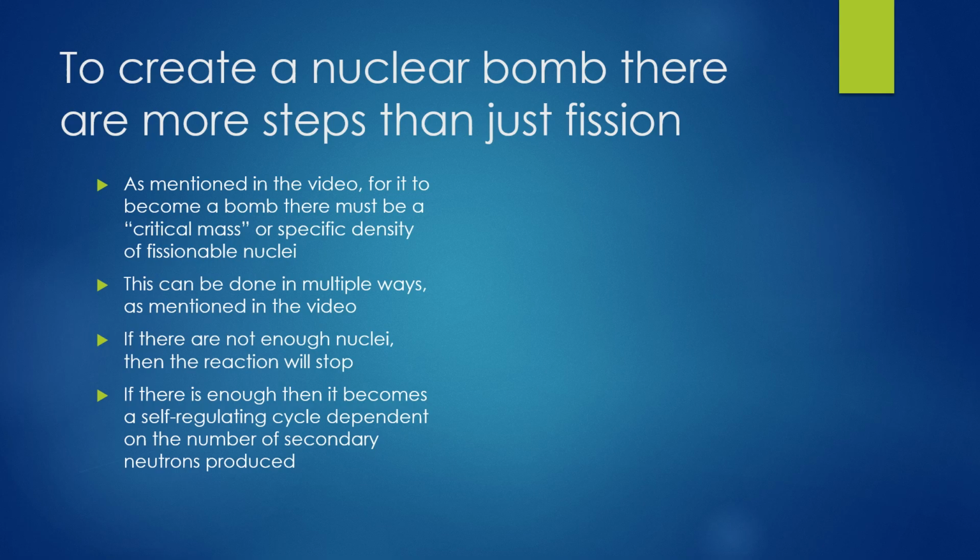And of course, if there is not enough fissionable nuclei, then the reaction will cease, as it never really gets going, because there won't be enough free neutrons going and cleaving other nuclei and being absorbed by fissionable nuclei. So it would fizzle out before it could reach its true destructive potential. However, if there is enough, then it becomes a self-regulating cycle and is only dependent on the number of secondary neutrons produced throughout the reaction. So it's vital that you have that critical mass, because without the critical mass, the destructive scale of the nuclear bomb won't fully get underway.